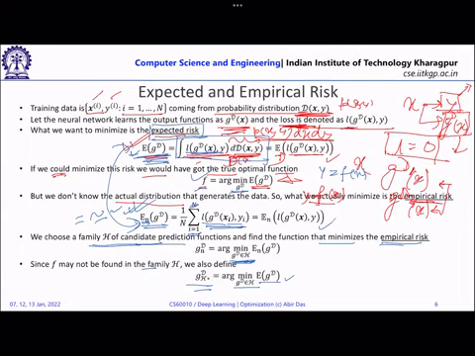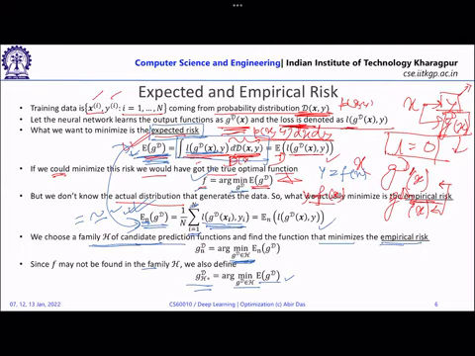No, sir. Actually, I'm confused. Maybe you can try to explain what your confusion is. When we are writing this expectation, we have assumed some distribution. But that distribution is defined with respect to training data, not with respect to the complete data, sir. Which distribution are you talking about? Sir, this D(x, y). This is not with respect to the training data. This is with respect to the world population of data.